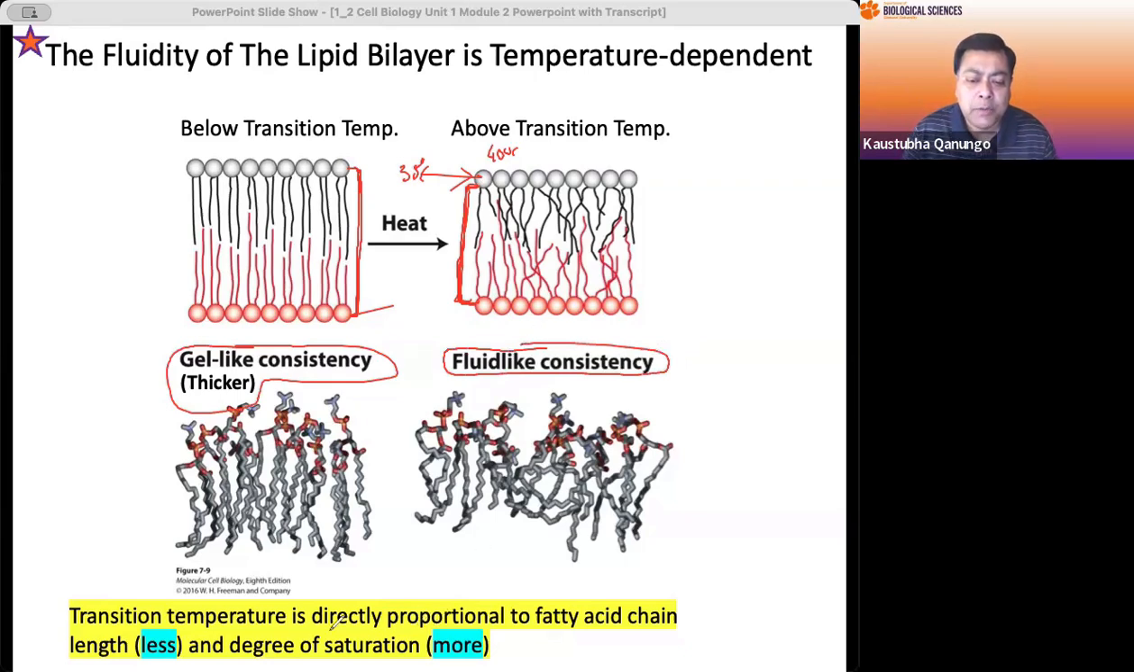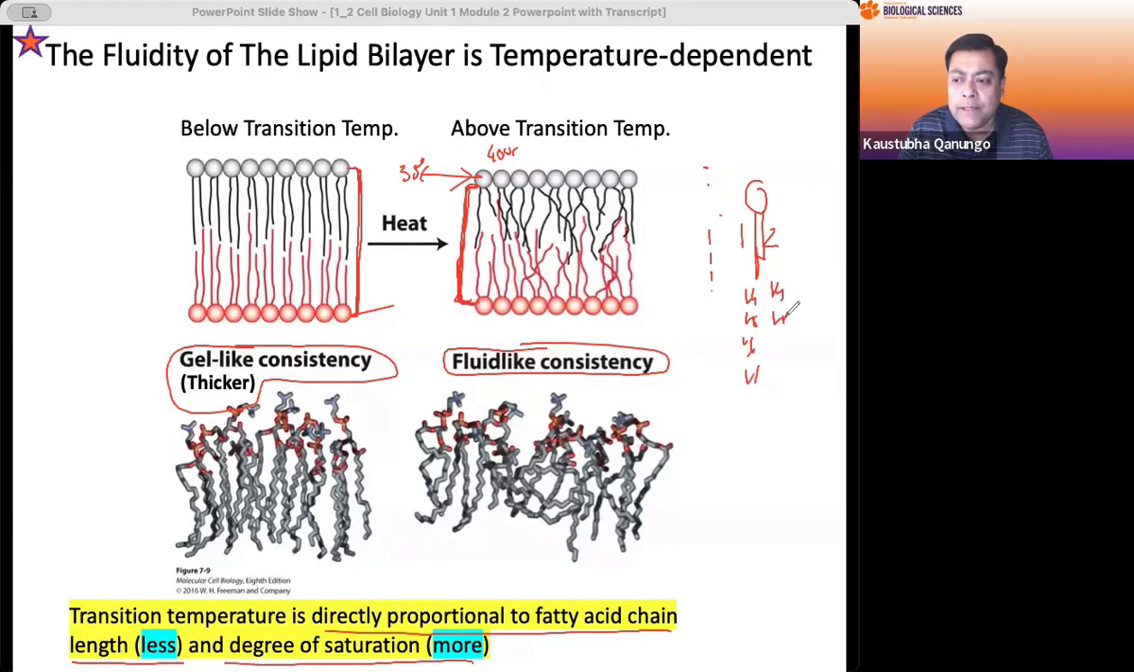The transition temperature is directly proportional to fatty acid chain length, less, and degree of saturation, more. We have all these different lengths of fatty acid chains. Remember that you have two fatty acid chains, 1 and 2. You can have 14, 15, 16, 17 carbons, and on the other hand 14, 15, 16, 17. These are the carbon numbers of the fatty acid chains. If you have a 14 carbon length, the transition temperature will be lower than a 17 carbon.